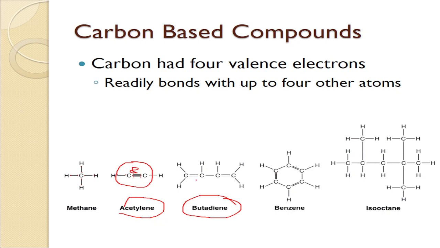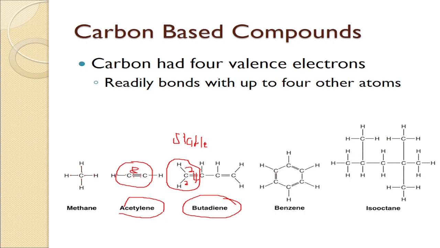So we have to count if it gives 8, according to the octet rule. It must result in a stable electron configuration. If it's not stable, then there's something wrong with the formula. So we have 4 here, 4, and we have 2, we have 2, so there is 8, so that's going to be stable.